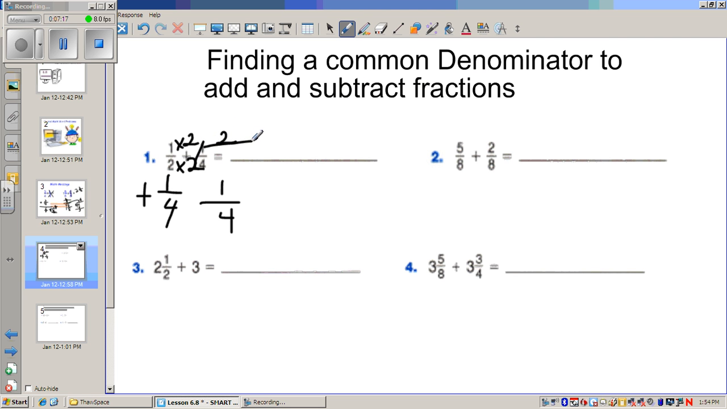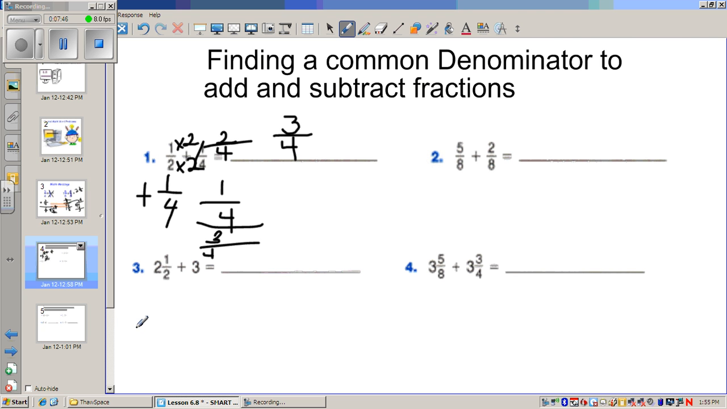And now I can add them because I have the same denominator. So let's add. 2 plus 1 is 3. And my denominator did not change, so my answer would be 3 over 4 or 3/4. Okay, so write in your answer of 3 over 4. And hopefully that's made some sense to you. Now number 2 should be fairly easy because again you have a common denominator. So please write that one in and bring it in tomorrow.